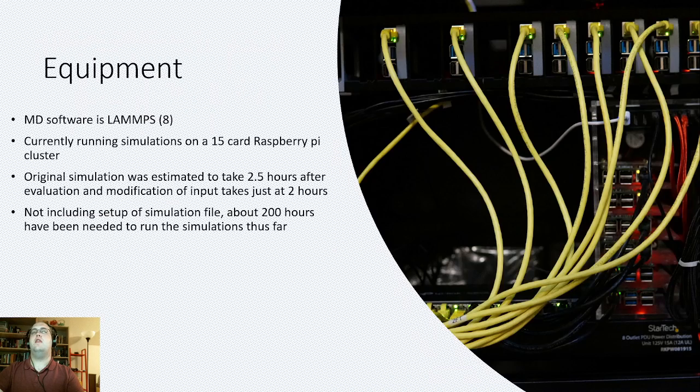My molecular dynamics model was generated using LAMMPS run on a Raspberry Pi cluster that we built out of 15 cards. The simulations were estimated to take around 2.5 hours. They ended up taking around 2.25. So that estimation was fairly close, and there was some other give and take, but not including setup or any of the tuning, it took roughly 200 hours, probably just over, to generate all of the simulations needed to generate the reference data set.